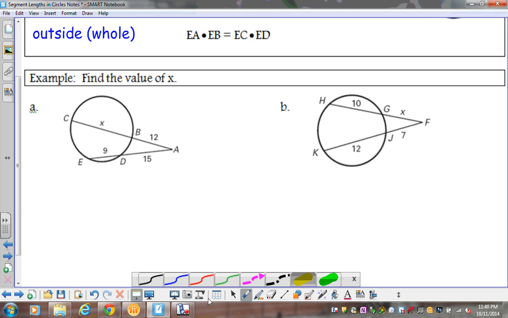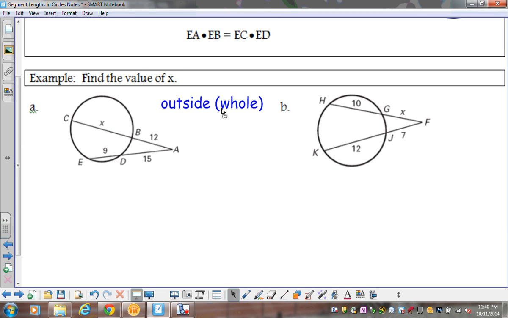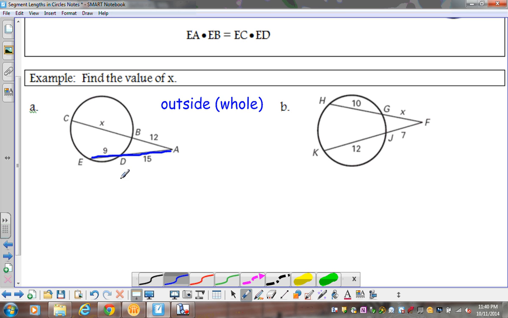All right, so the first one. Again, they're secant, so I'm going to use this outside times whole rule. I've got two secant segments that go outside. Let's look at this bottom segment first. Doesn't matter which one you do first. It's outside times the whole. So the outside piece here is 15, so it's 15 times the length of the whole segment, which is 15 plus 9. And that's key. It's not 15 times 9, it's 15 plus 9. That's the length of the whole thing.